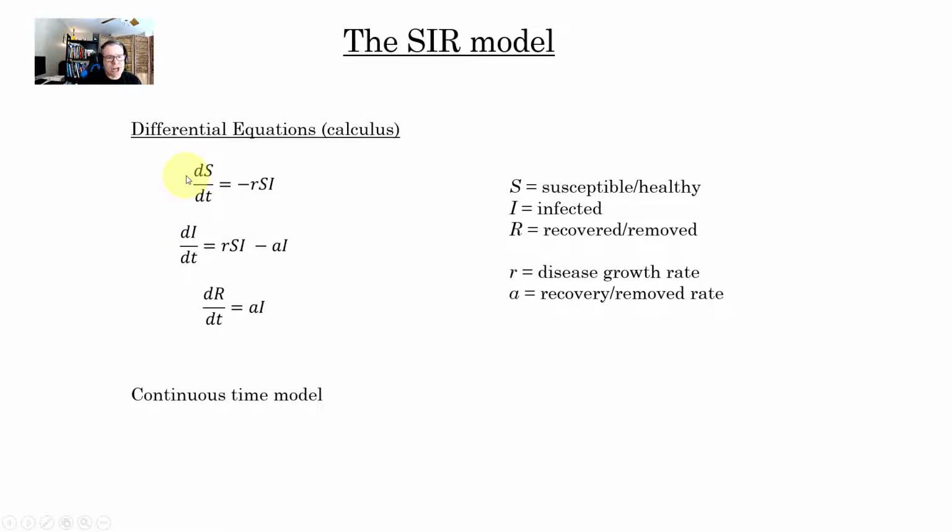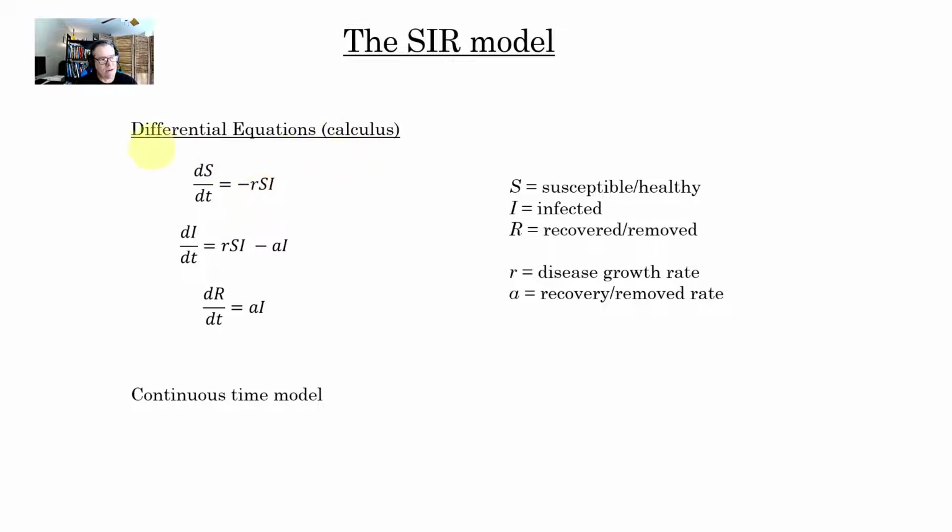So for example, the change in the susceptible population over time, the rate at which it's changing, is proportional to the number of people that are susceptible and the number of people that are infected. So if you had lots of people that were susceptible and lots of people that were infected, you would have a high rate of increase in the number of infected people. But this expression, this equation expresses the rate at which the susceptible population changes, it would be negative.